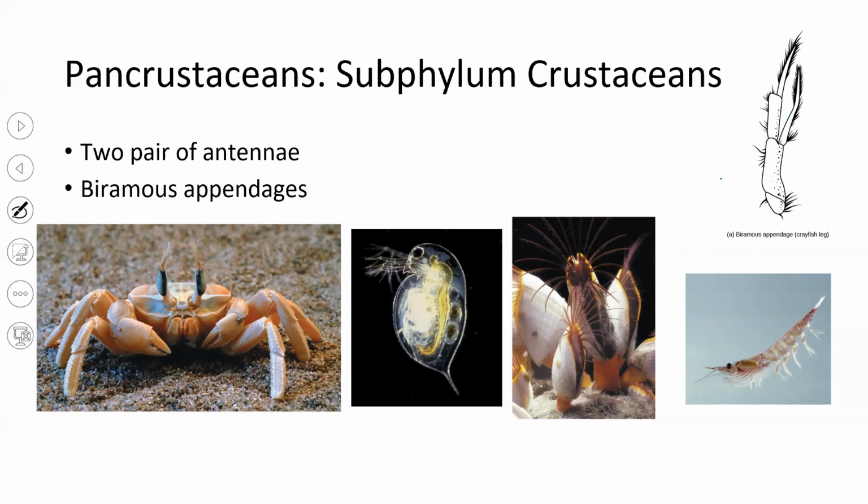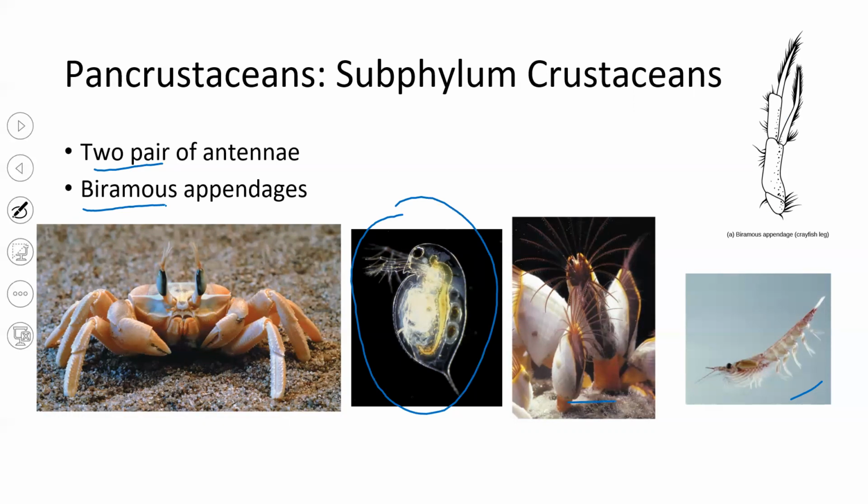So crustaceans includes things that you're probably familiar with and some you might not be as familiar with. Crabs, obviously. Krill, barnacles, anyone know what this little guy is? It's a Daphnia, it's a water flea. They're just cute. Shrimp. These are barnacles. Some things that make them unique is that they have two pairs of antennae. And then also they have biramous appendages.